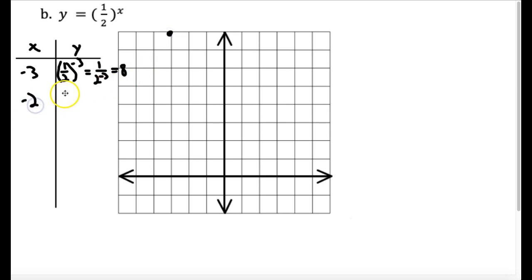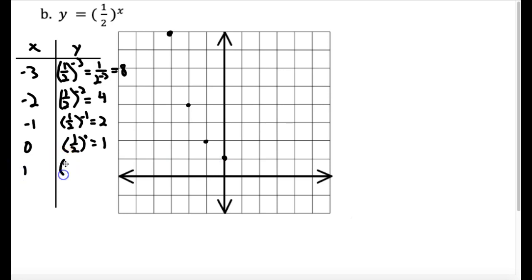If I plug in -2, that'll be 1/2 to the -2nd power. So same idea. I'll have 2 to the -2nd in the denominator. So I can take that up to the numerator, and that would end up being 4. If I plug in -1, 1/2 to the -1st, it's going to be 2. If I plug in 0, 1/2 to the 0 power is still 1. Anything to the 0 power is 1.